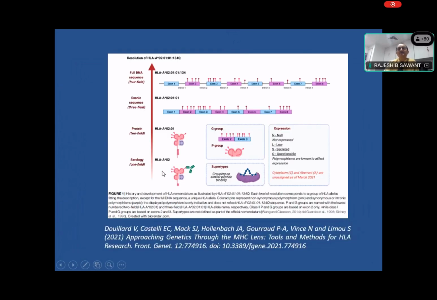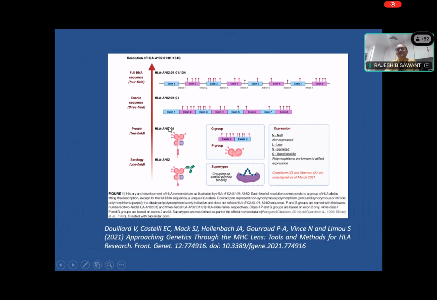Now, I talked about the resolution. So you can see with serology, it was possible to only go up to the first field, basically one field. So suppose you have typed HLA-A, and the type of HLA-A up to the first field, say 02 or 03, only that information can be derived with your serology. So this is the low resolution typing.